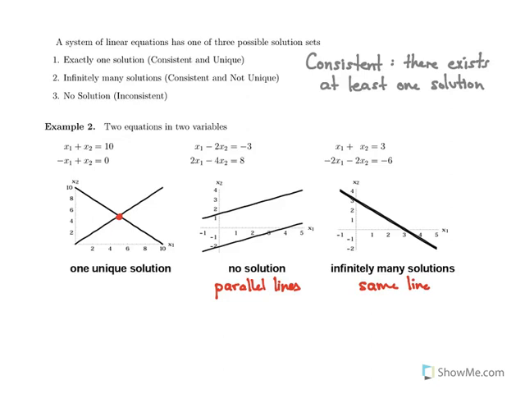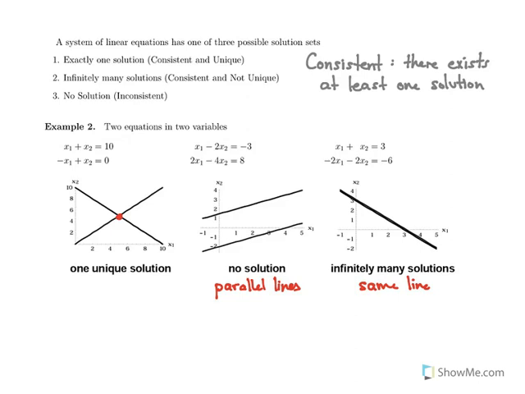line. These lines look different, x1 plus x2 equals 3 and negative 2x1 minus 2x2 equals negative 6, but they're really just multiples of each other. If you divided the second equation by negative 2 on both sides, you'd get the same equation back. So in this case, there are infinitely many solutions. Any point on that line satisfies both of those equations.